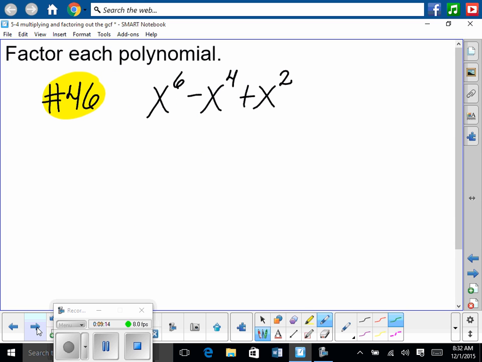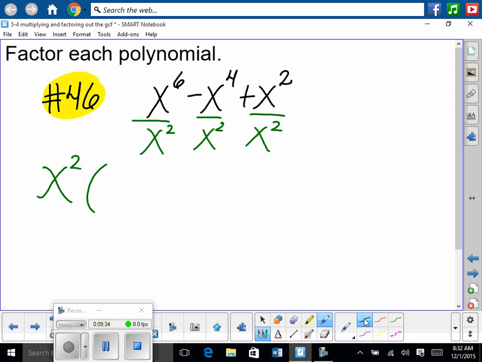Number 46. x to the 6th minus x to the 4th plus x squared. What's in common in all three terms? Very good. The greatest thing in common is an x squared. So if we pull out an x squared, we divide each term by x squared and see what's left in each term. So right here, x to the 6th divided by x squared.